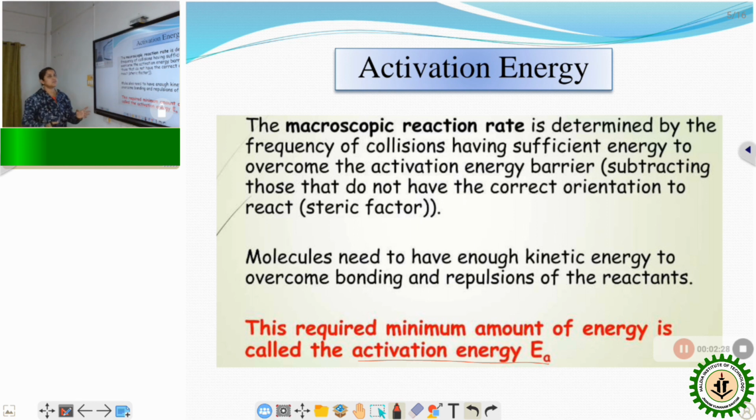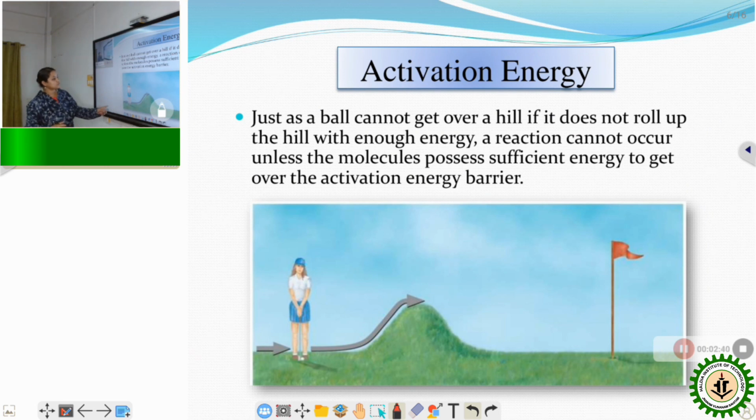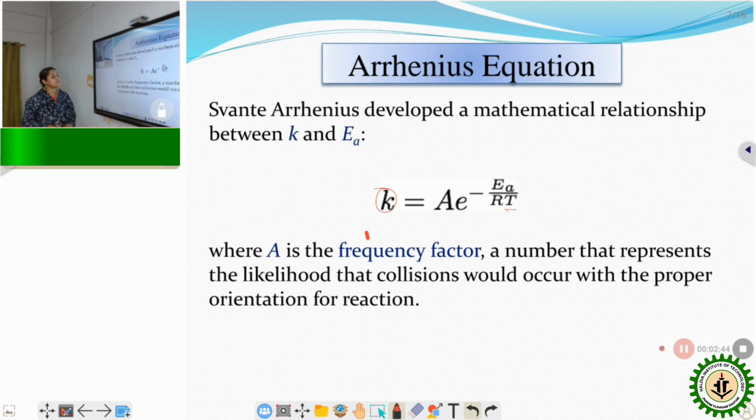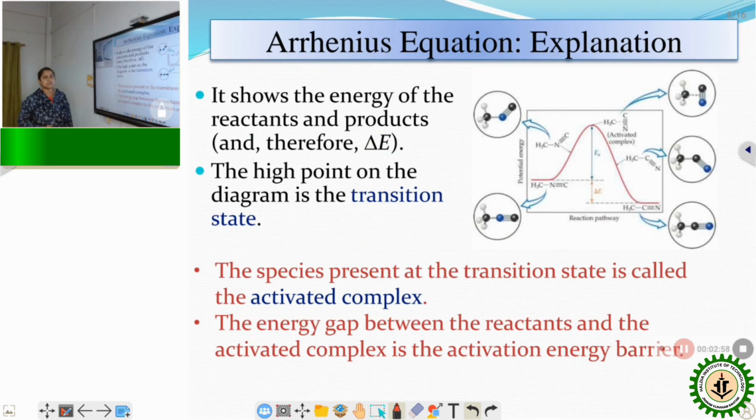So how does the molecule acquire that activation energy? Through collision. One of the mechanisms says that through collisions between the different reactant molecules, they acquire the required energy, the activation energy, to cross the energy hill for a particular reaction, giving rise to the final product. So in this equation, A is called the frequency factor. This factor depends on the collision frequency of the different reactant molecules, and also on the orientation of the different molecules.